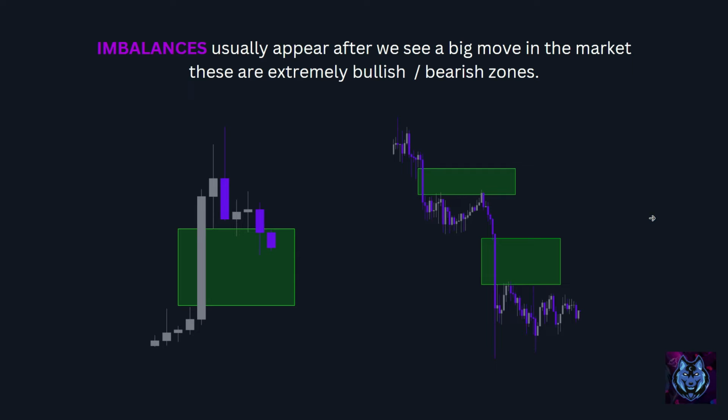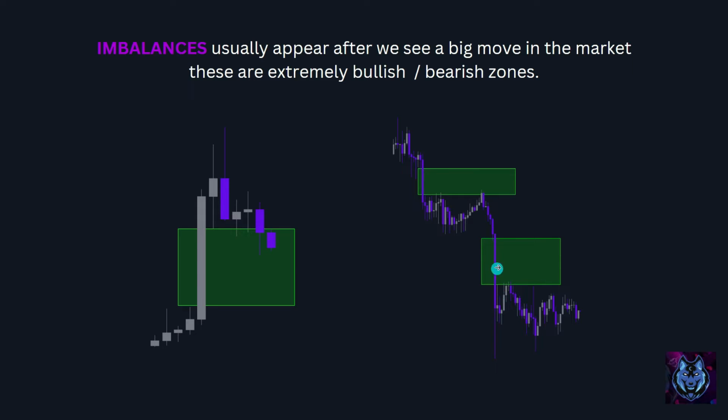Imbalances usually appear after we see a big move in the market. These are extremely bullish and bearish zones. So as you can see here, I've marked out these imbalance or void zones. This is where price inevitably is going to come back to tap in to balance the market. Whenever you see these open wicks with this massive institutional candle, we know that the books are out of balance here. And price comes back, taps into these zones, drinks up the liquidity, and then carries on down.